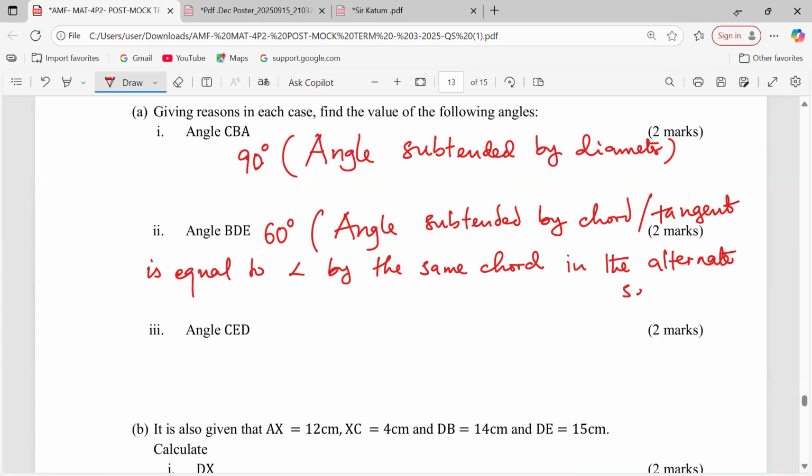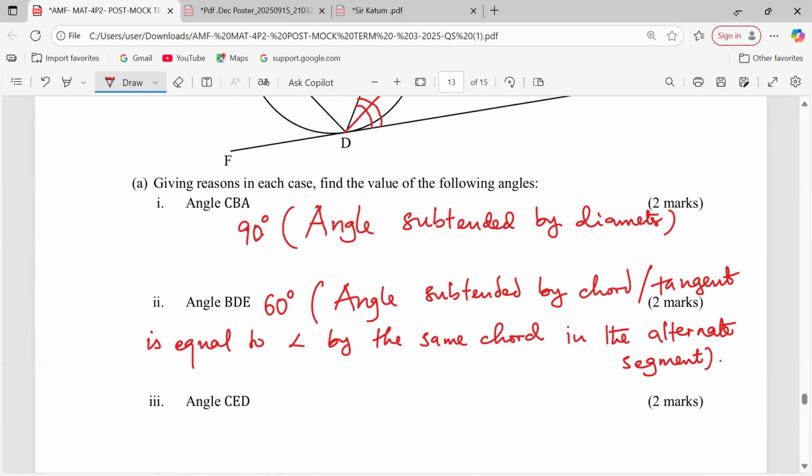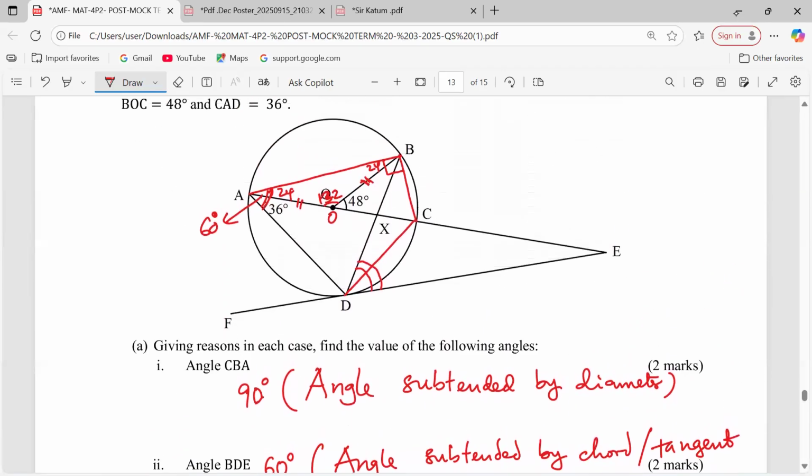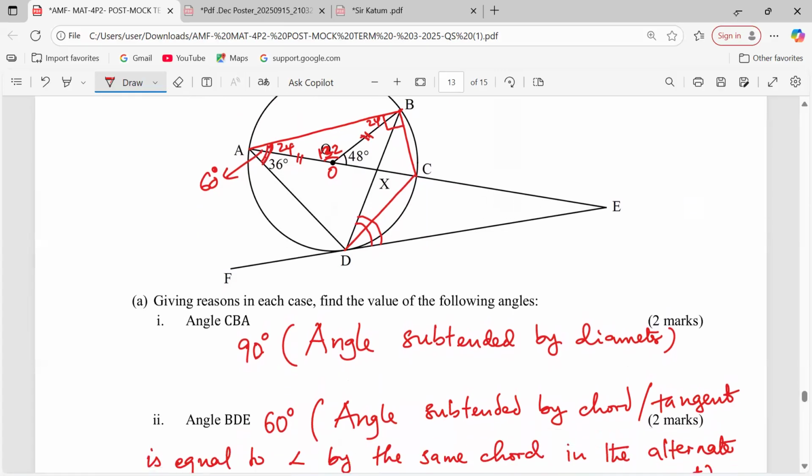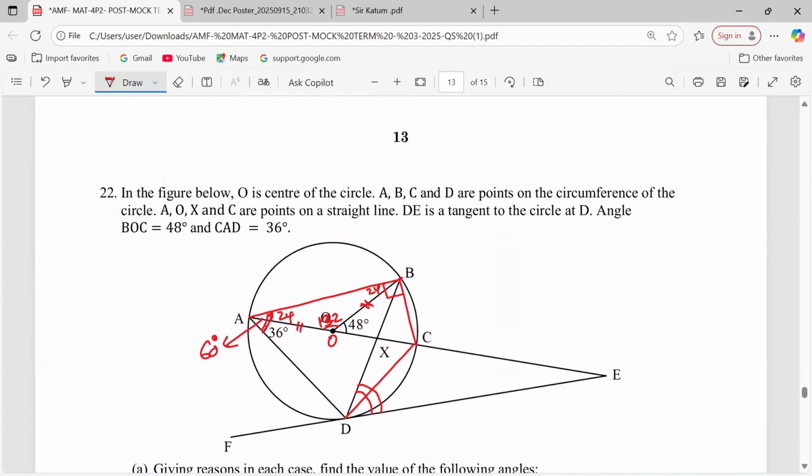We call it the alternate segment. Therefore, this is what we call the alternate segment. So if the chord BD is making an angle with a tangent DE, then the same chord BD is producing an angle in the alternate segment. Then those two angles are equal.